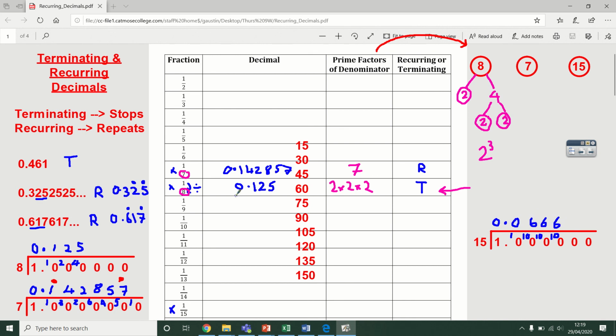0.0666666. Okay, I'm going to write that. Oh, I forgot my recurring dots on that last one. Make sure you do that, okay? The 7th has repeating dots like that. When we do a 15th, it's going to have a dot as well. It goes 0.06, and the recurring dot goes on the 6 because that's the bit that repeats. Okay, that one is recurring.